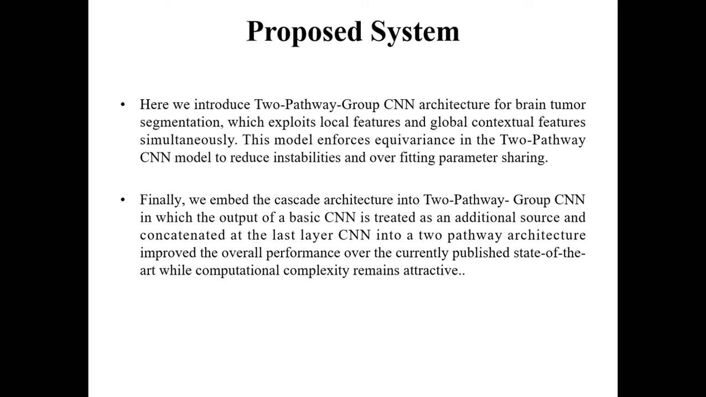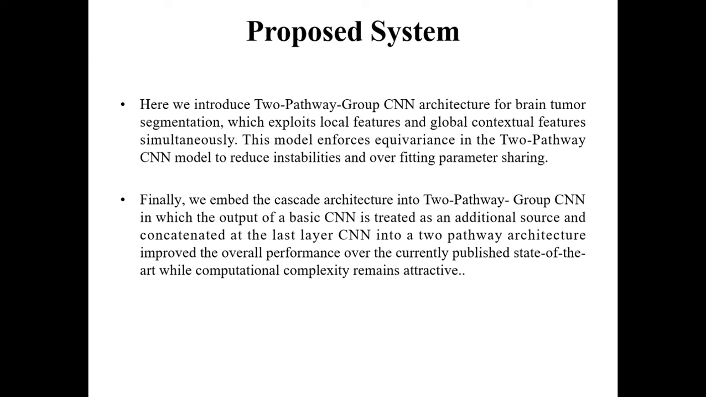Now in the proposed system, we have introduced the two pathway group CNN architecture. CNN, as I said, is a convolutional neural network which is an algorithm to train the machine on what output we actually want to get, for brain tumor segmentation, which exploits local features and global contextual features. Local means it will extract the features inside and outside every part of the images which patients have. And the model enforces equivalence in the two pathway CNN model to reduce instabilities and overfitting through parameter sharing.